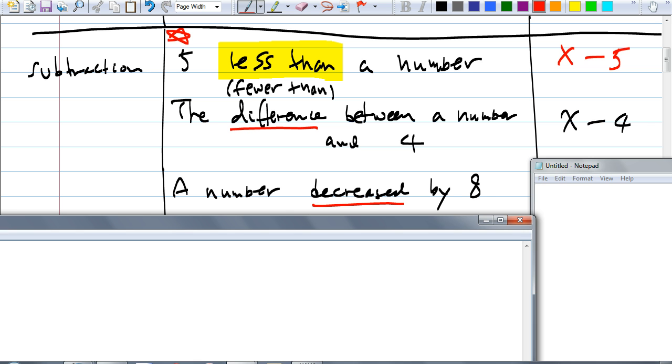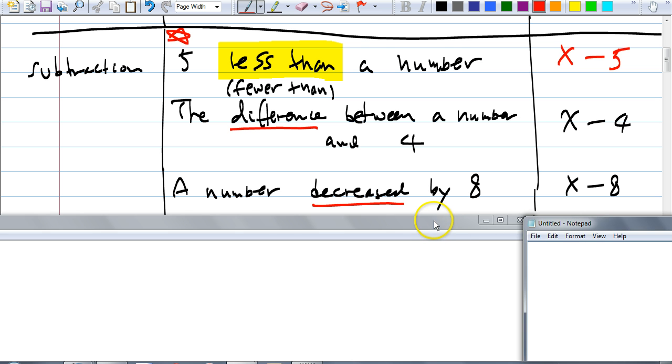Who could tell me what we write here? How about Naomi? What do you think? Oh, I'm sorry. I'm in the wrong class. How about, sir, right here? What do you think? X minus 8 is correct.